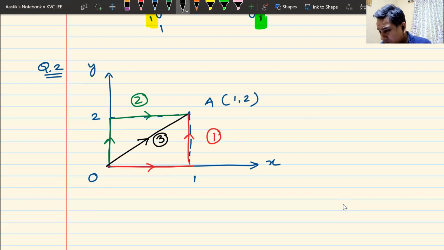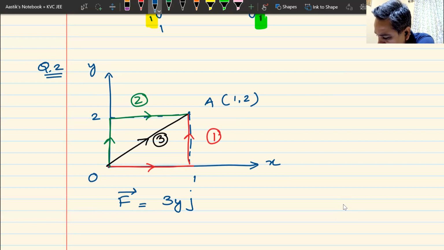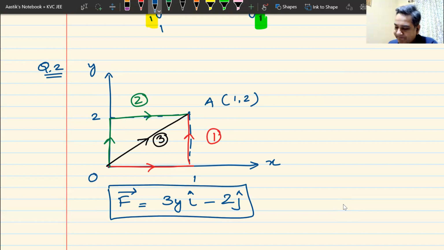Now, the force that we are talking about here is F vector is 3y j hat. Okay, let me put some i also. This might make the question a bit difficult, but if you can understand this, you would be able to do any question that comes in this category. 2y i hat, 3y i hat minus 2 j hat. I made a very complicated force. I could have made it easier as well. Doesn't matter.